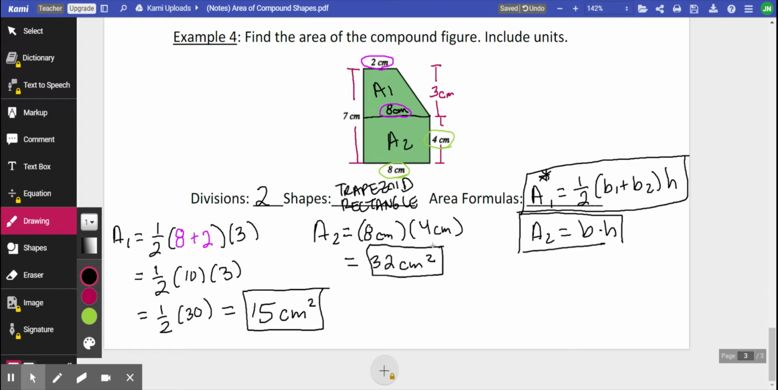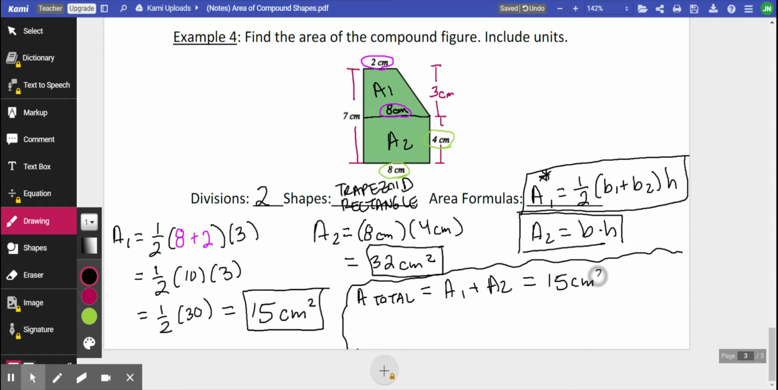Boom. So now we have to write the final answer, because remember, this is not the final answer. This is basically each individual section. So what we want is actually the area of total, the area of the whole entire thing. Area total is A1 plus A2, right? There's 2 sections, 2 divisions, which means that we're going to be adding the 15 centimeters squared and the 32 centimeters squared. So when we add those two together, we get a total, or I should say an area total, of 47 centimeters squared.